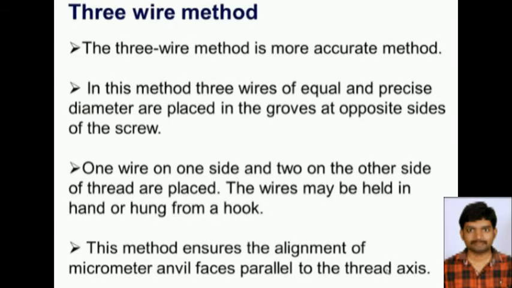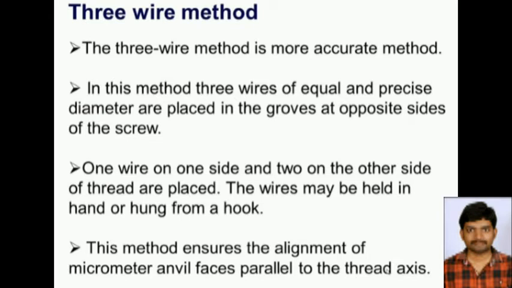Okay, three wire method. It is the most accurate method, and in this method, three wires of equal and precise diameters are placed in the grooves at opposite sides of the screw. So one wire on one side and two wires on the other side of the thread are placed. Okay, so one wire is on one side and two wires on the other side, which are opposite to that wire, which are placed on the thread.